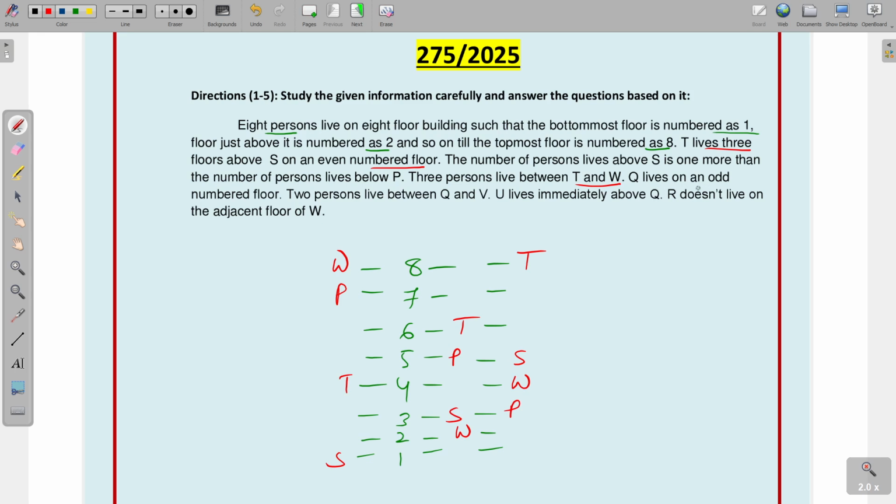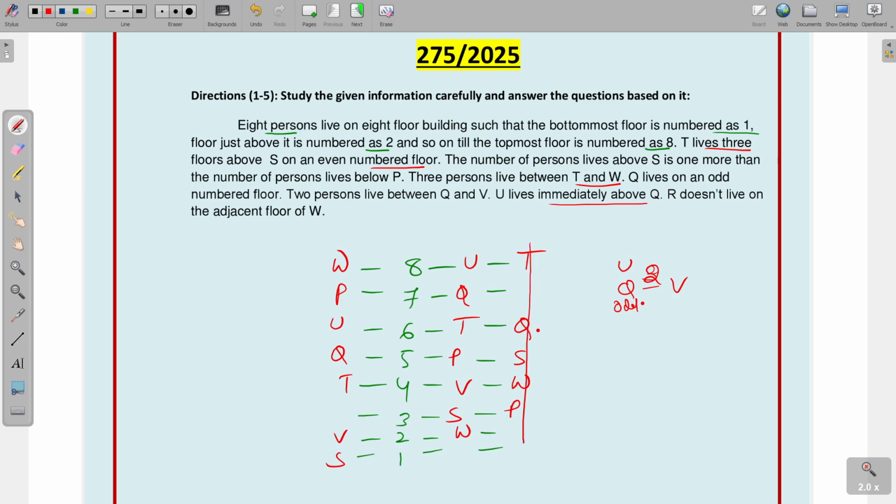Q lives on an odd numbered floor. 2 persons live between Q and V. So 2 persons are there, and Q lives on an odd numbered floor, and U lives immediately above Q. So immediately above Q is U. If I place U here, Q is coming here. Between Q and V, 2 persons are there. And next, one more possibility, U, Q and V. Next, here Q is placed here and it is the even numbered floor. So this is not possible, correct.